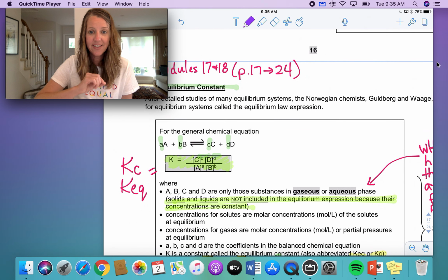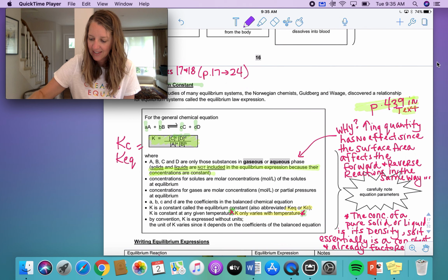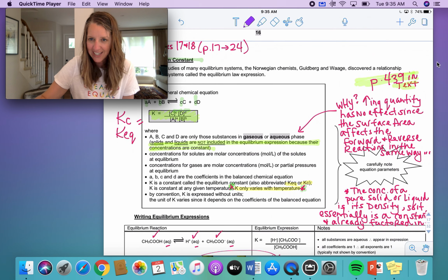Only gases and aqueous phases. Solids and liquids aren't included in here. And that is one of the hardest things for you to figure out. They're not included because those concentrations are constant, because the concentration, if you think of it, of a solid or a liquid is really the density of that substance. So it's already factored in as something that is a constant already.